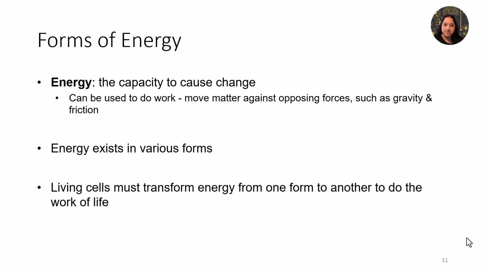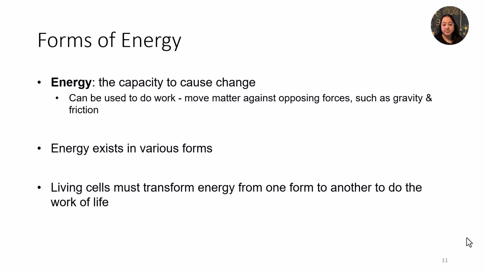Okay, so what is energy? Energy is the capacity to cause change, and that energy can be used to do work. In other words, to move matter against opposing forces like gravity and friction. And some of this might sound familiar if you have started taking either the chemistry series or physics series.